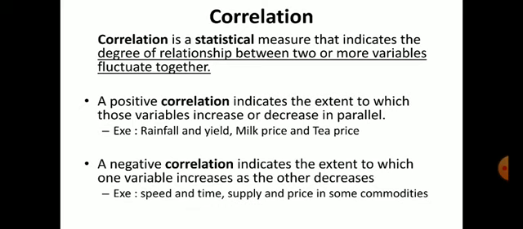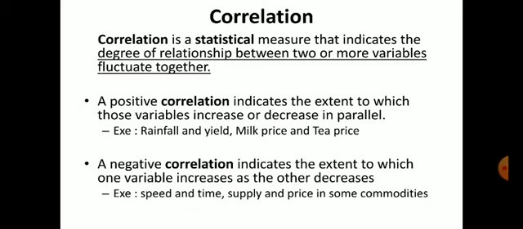Just for example, rainfall and yield would be a good example. If we get good rainfall, then the yield will also be good. If we have poor rainfall, the yield will also be less. That means there is some relationship between rainfall and yield. Similarly, if you purchase more chocolates, you have to give more amount. If you purchase less, then the amount you pay will also be less.